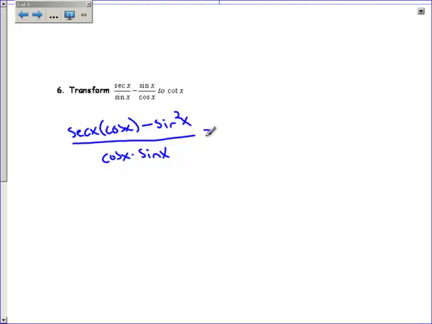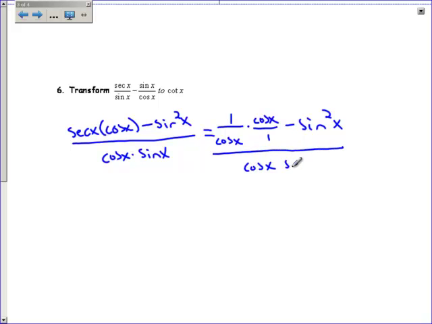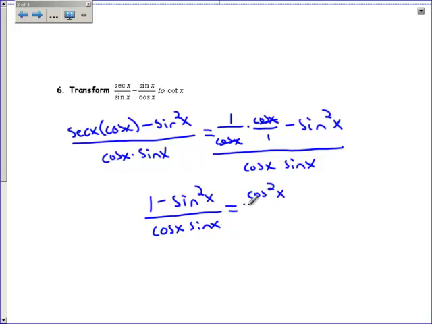And let's see what happens in the top. In the top, secant times cosine, these are reciprocals because secant can be rewritten as 1 over cosine x times cosine x over 1 minus sine squared x. And this is all over cosine x sine x. And so on the top we get 1 minus sine squared, we've seen that before, over cosine x sine x. And what's 1 minus sine squared? That is cosine squared of x over cosine times sine.